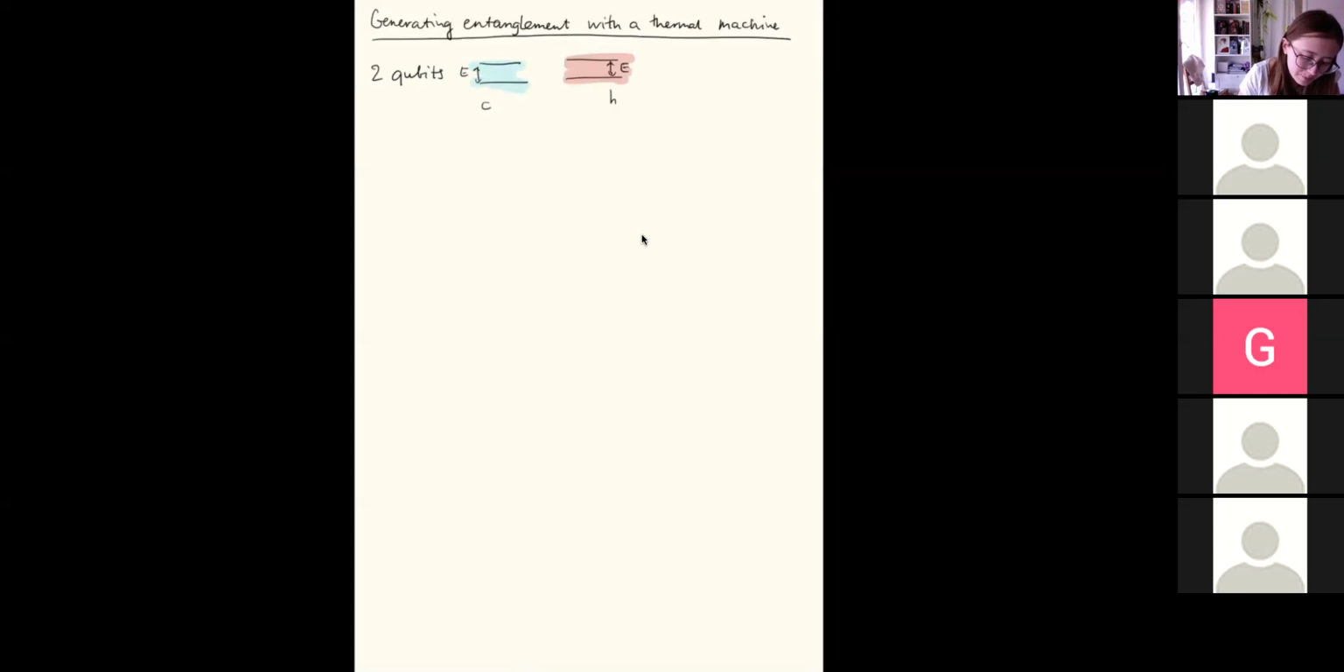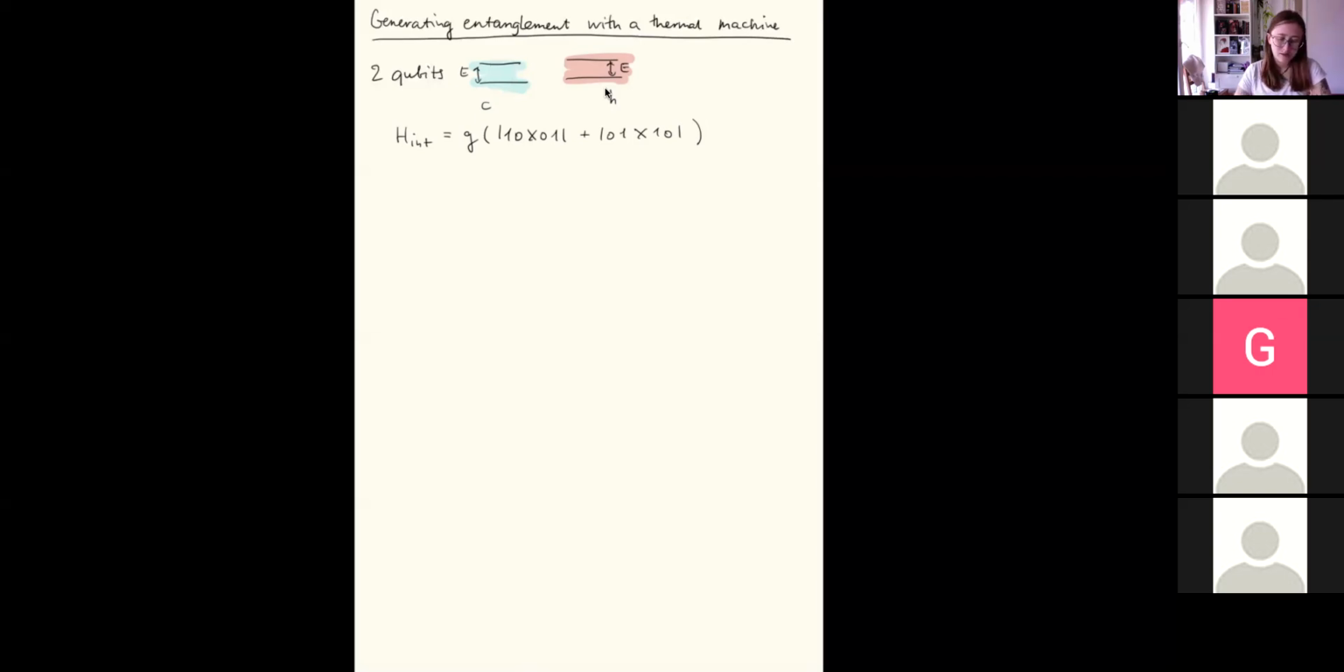And there is an interaction happening between these two qubits, which is energy preserving. You've probably already seen it before: if some population here goes down, then the population in the hot qubit goes up, and the other way around as well. So this is an equal energetic exchange.